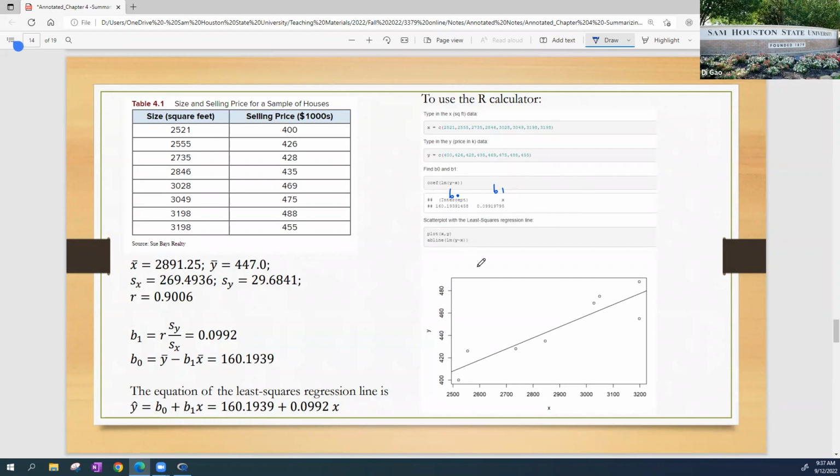And then if we want to draw a scatter plot using the calculator, we just say plot X and Y. So we first describe the X-axis and then the Y-axis. So don't forget the order. Y in the Y-axis and then X in the X-axis. And then ABline means we want to draw the least square regression line. So that's the least square regression line across the data, and this one gives us the smallest squared vertical distance.